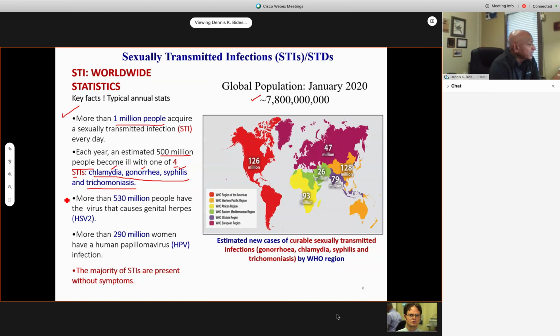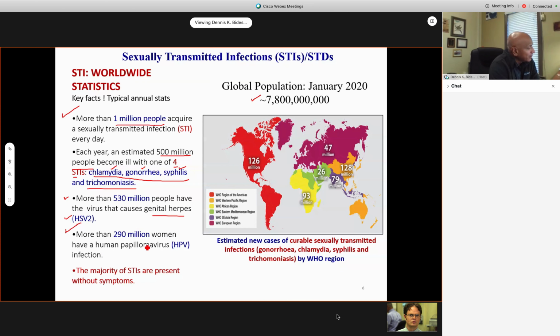About 530 million people have the virus that causes genital herpes. So when you think about herpes, you think about the genital form of the sexually transmitted forms. In fact, there are about 8 different herpes species that cause disease in humans, including chickenpox, by the way, Epstein-Barr virus, infectious mononucleosis, but we're not looking at that here. We're looking at the sexually transmitted form of herpes. This is HSV2, herpes simplex virus 2.